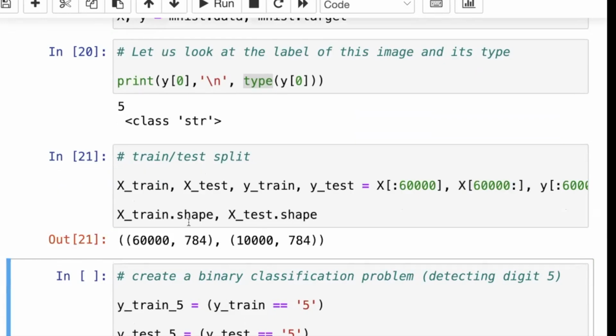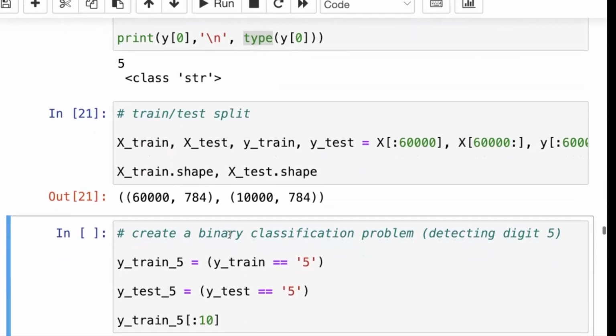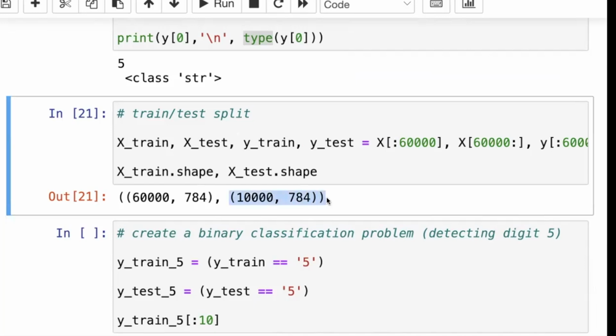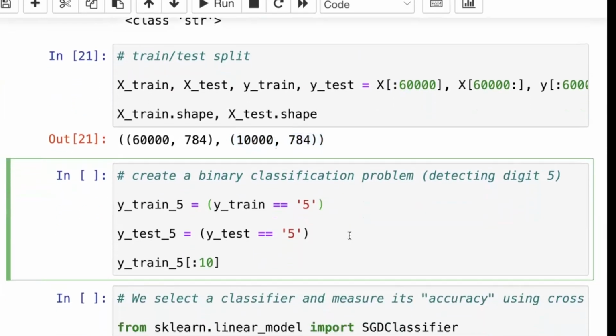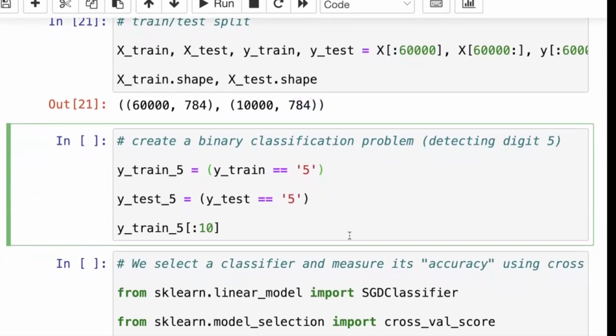And then we use this dot shape to make sure that everything looks great. So we have 60,000, in this case, data points or images for training and 10,000 for testing. So we assume that we do not know the labels for these 10,000 cases, and then we're going to predict them and compare them with the ground truth. However, as I said, we want to convert this to a binary classification problem.